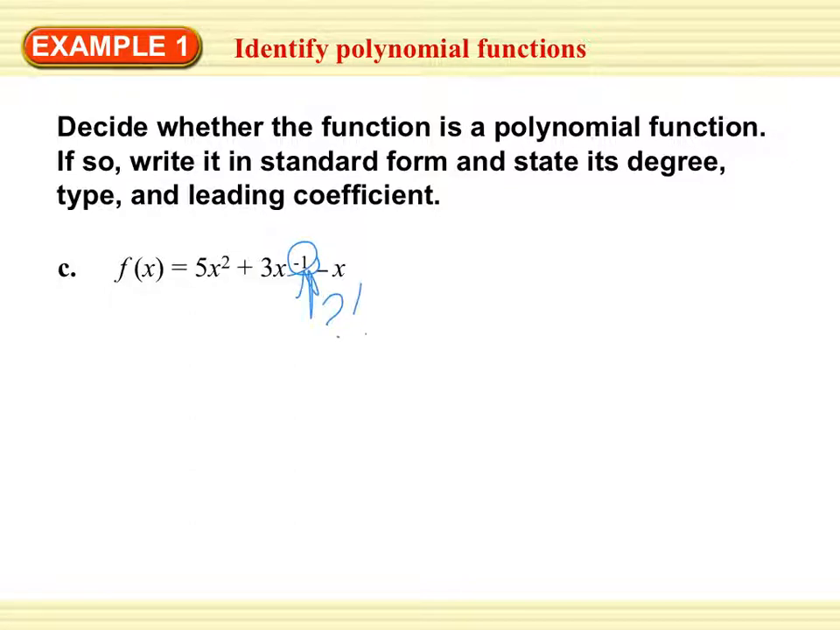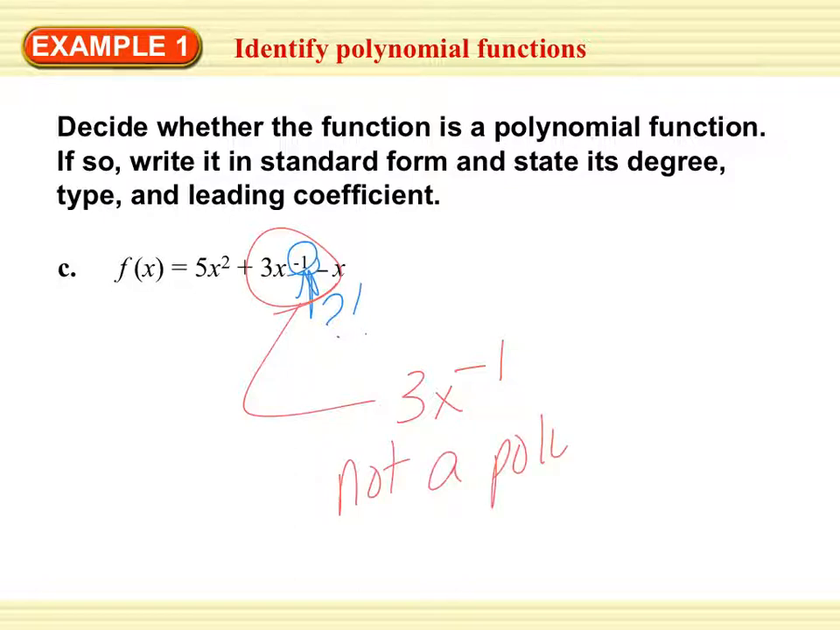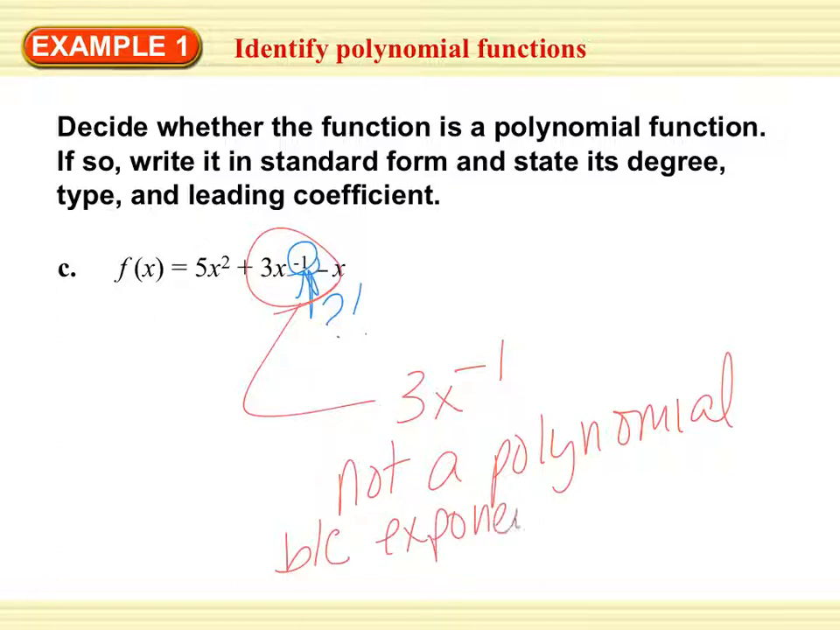Let's see. Here we have a funny little 3x to the negative 1. So this monomial right here means that it is not a polynomial, because our exponent is not a whole number.